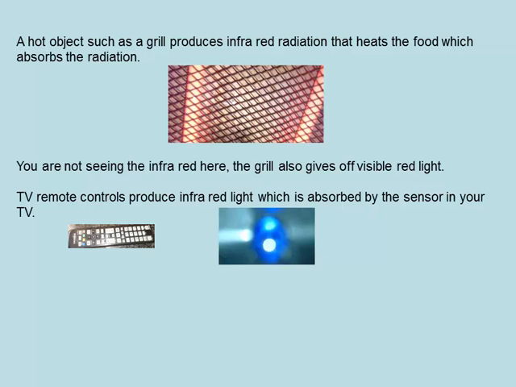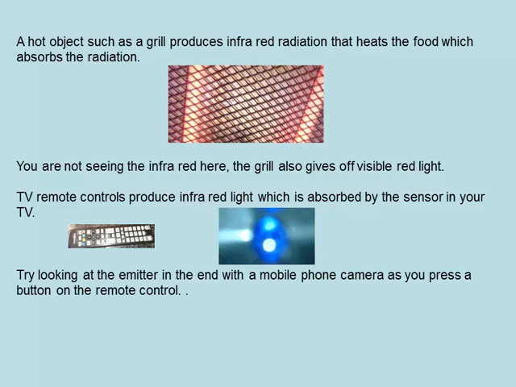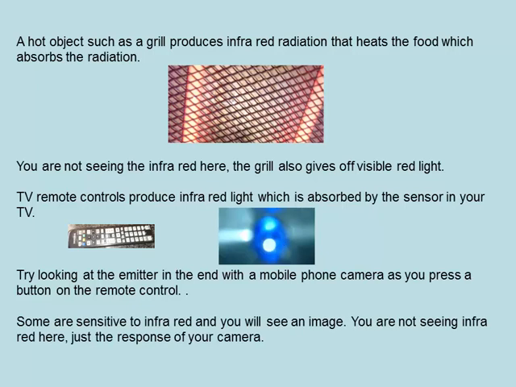TV remote controls produce infrared light, which is absorbed by the sensor in your TV. Try looking at the emitter in the end with a mobile phone camera. As you press a button on the remote control, you may see something like this. Some cameras are sensitive to infrared, and so you can see an image on your phone. You're not actually seeing the infrared here, just the response of your camera.